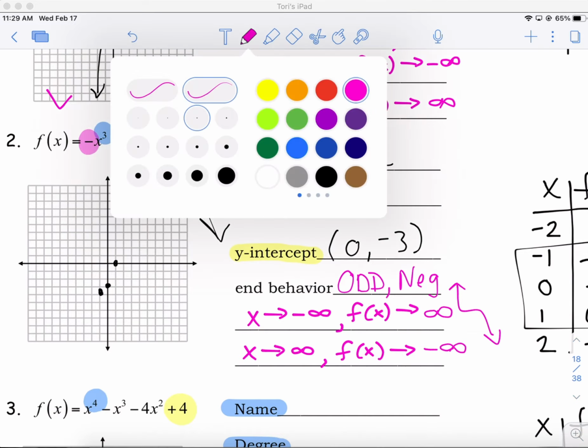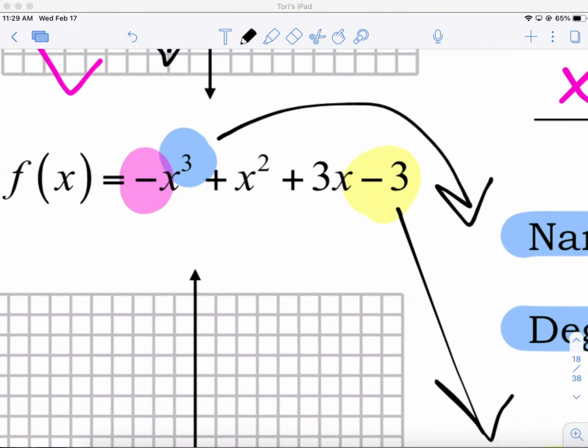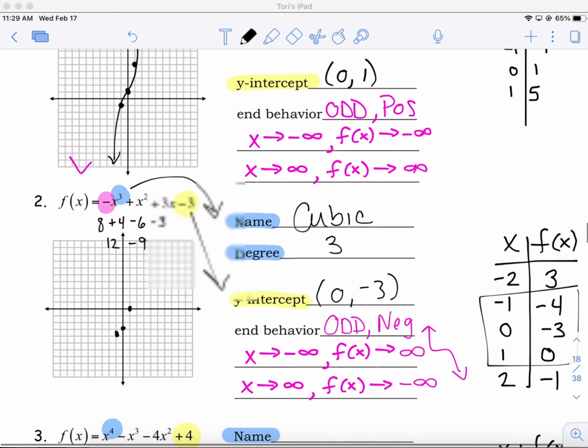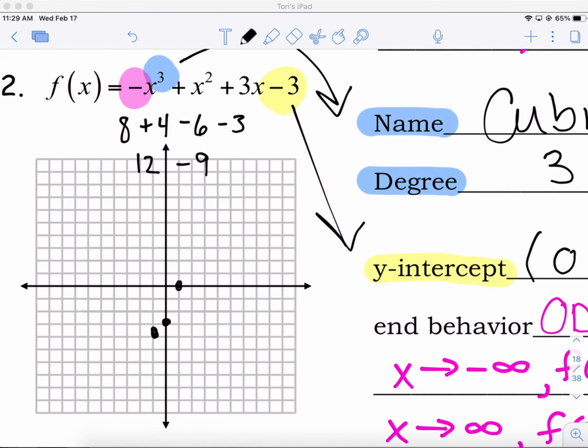Let's see if we can plug in for a -2 and a +2 to get some more information. Okay. All right, -2 cubed is a -8. With an extra negative is +8. -2 squared is +4. 3 times a -2 is a -6, and then -3. 12 minus 9 gives us 3. I'm going to add him on there. -2 is going to go to 3. All right, so we can see it curving back up.